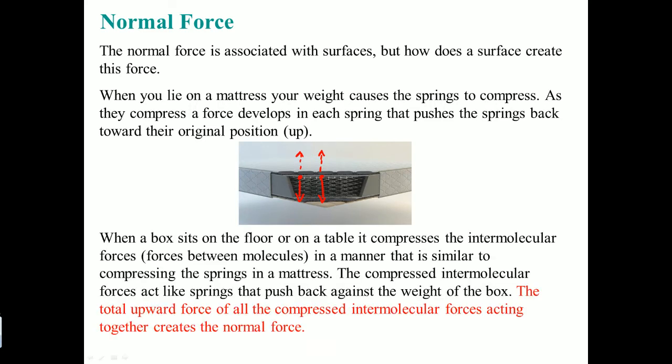When a box sits on a floor or on a table, it compresses the intermolecular forces between the molecules, in a manner that is similar to compressing the springs in this mattress. So think about this compression like atoms. The compressed intermolecular forces act like a spring that pushes back against the weight of the box. That is, by definition, the normal force. It is the total upward force of all the compressed intermolecular forces acting together.